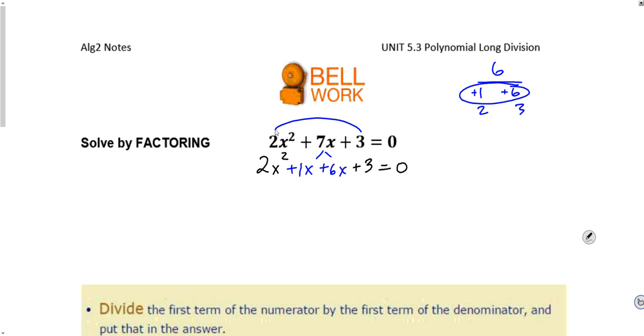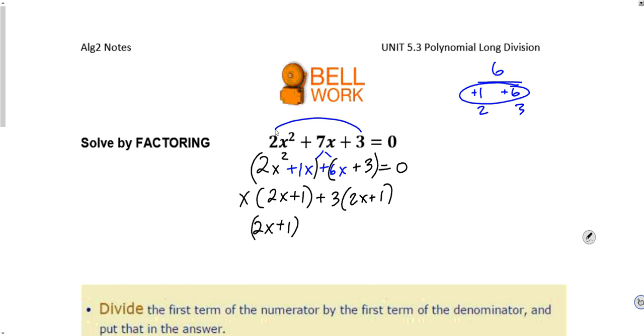And now we can do the grouping stuff. So we take out the GCF of each one. So for the first one, it's x, and then you're left with 2x plus 1. The second one would be a 3. So then that's 2x plus 1. So then the GCF overall is 2x plus 1. So we pull that out and put it in front.